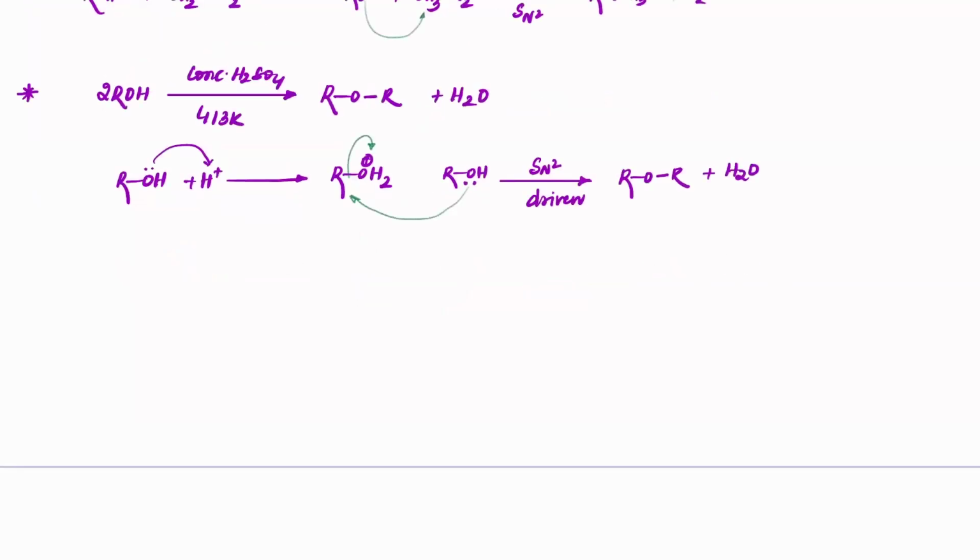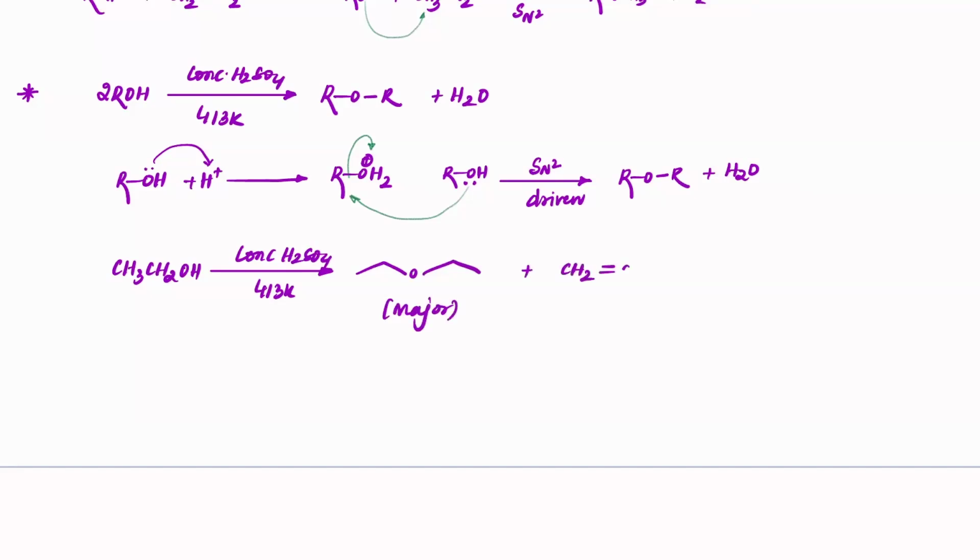Okay. That means if you have CH3CH2OH with concentrated H2SO4 at around 413 kelvins, we can say that ether will be the major product, and an alkene will be the minor product.